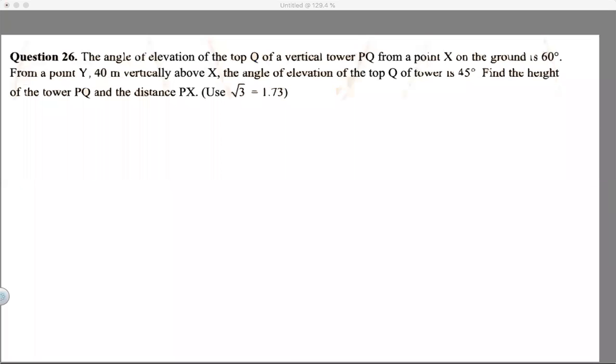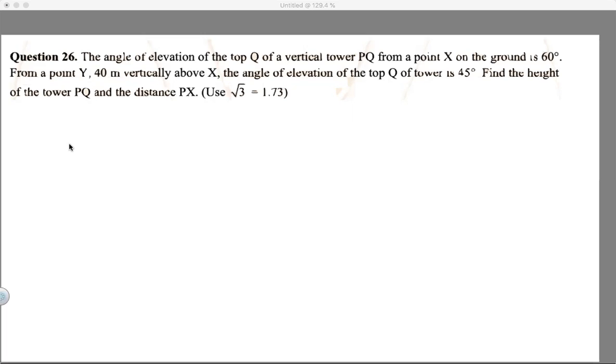The angle of elevation of the top Q of a vertical tower PQ from a point X on the ground is 60 degrees. From a point Y, 40 meter vertically above X, the angle of elevation of the top Q of the tower is 45 degrees. Find the height of the tower PQ and the distance PX.